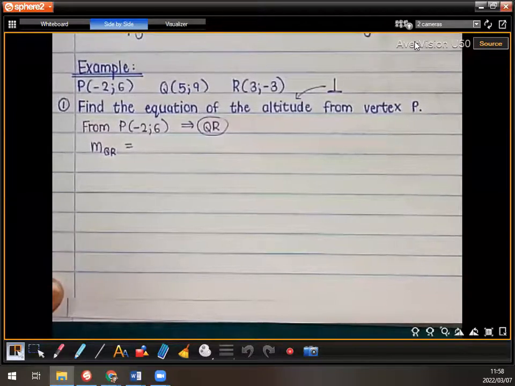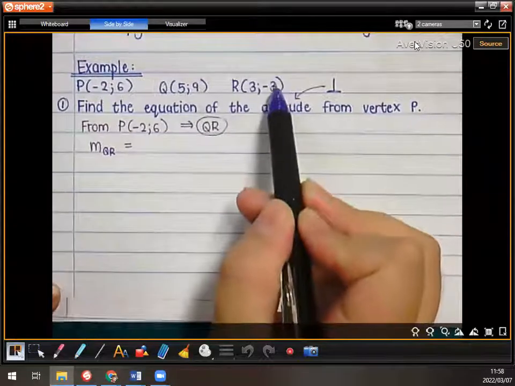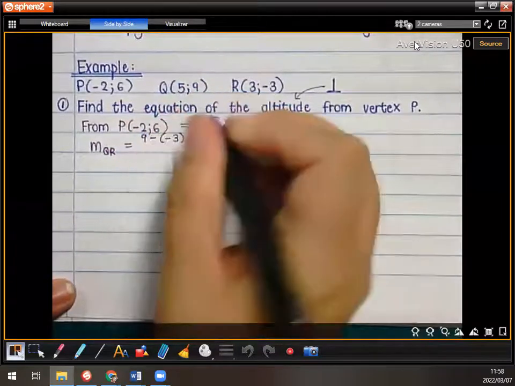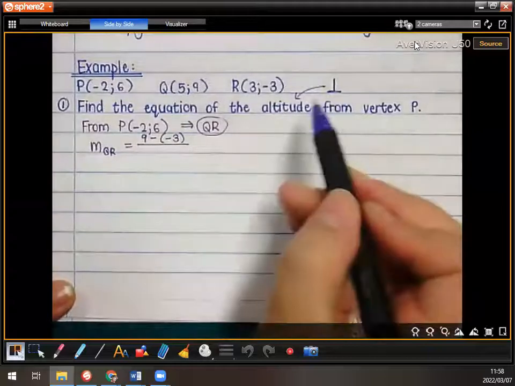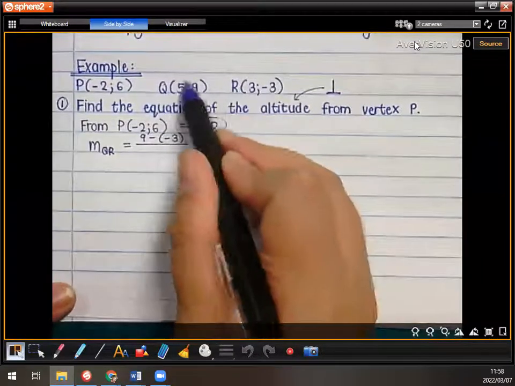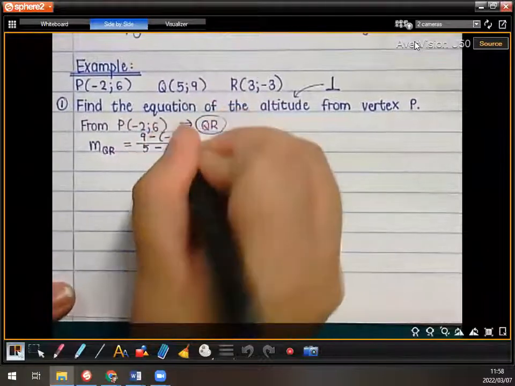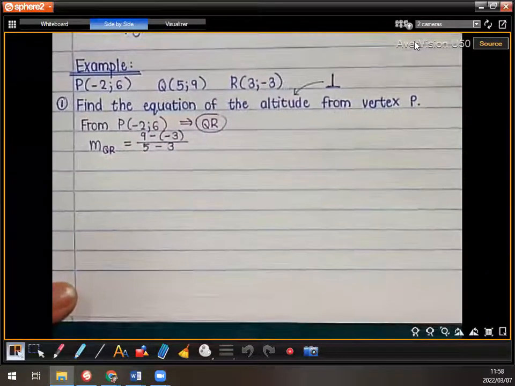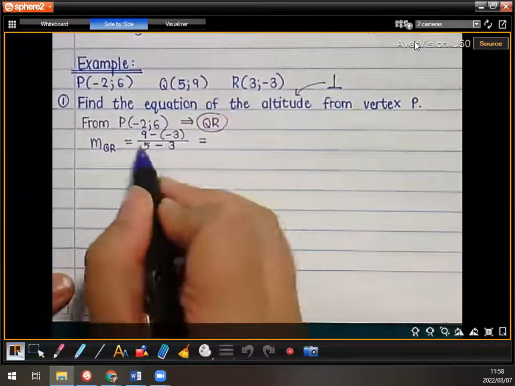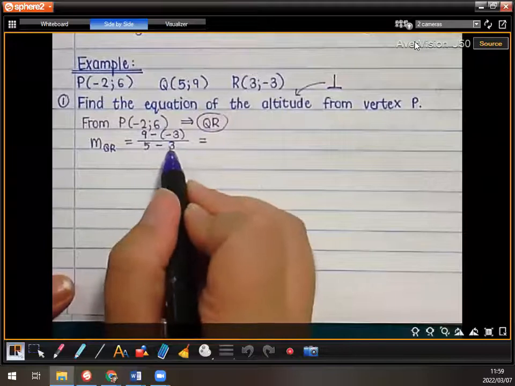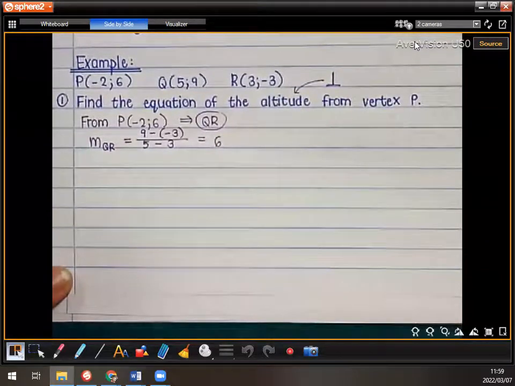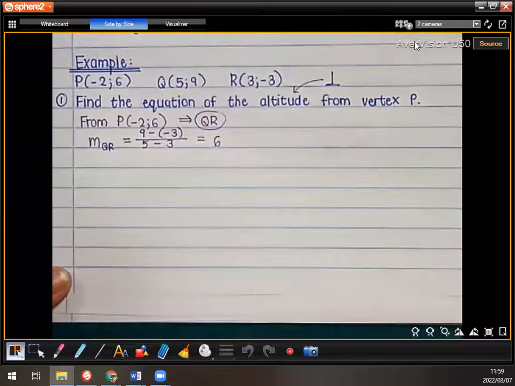The gradient of QR, that's change in Y over change in X, always. Y: 9 minus negative 3, over change in X. Starting with Q again. We did the Y value of Q first, so we're going to do the X value of Q first as well. 5 minus 3. Work that out in your head, or you can do it on a calculator. This is going to be 9 plus 3, which is 12, over 5 minus 3, which is 2. What's 12 over 2? 6. So the gradient here is positive 6. Step 1 done. You get a mark for doing that.